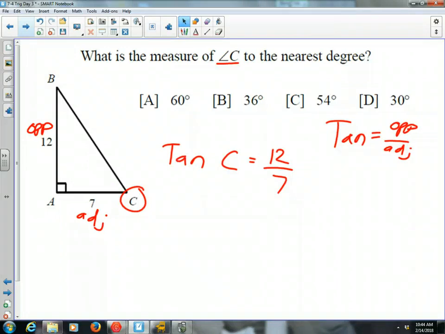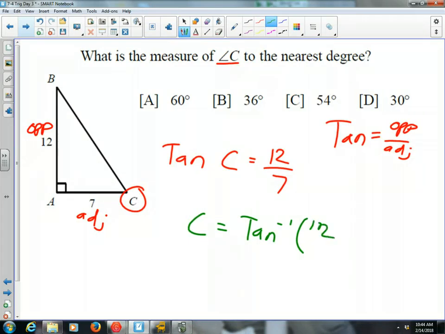So then in your calculator, to find C, you're going to do the inverse tangent of 12/7. And when you did the inverse tangent of 12/7 in your calculator, you got 59.74 degrees, or 60 degrees when you round to the nearest degree.